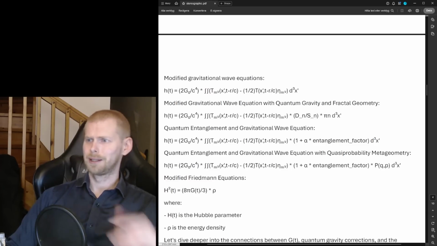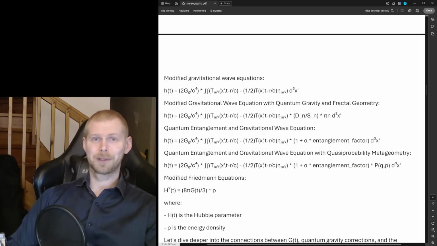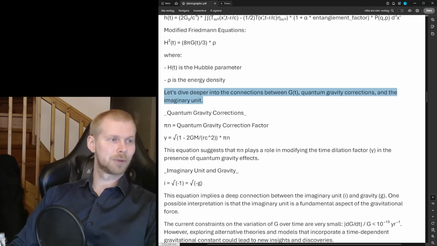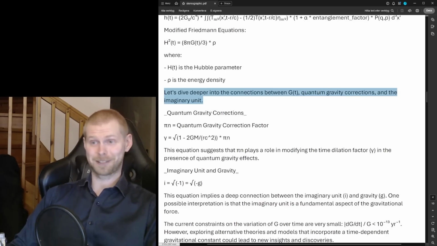What's your point? And what the hell does this have to do with the rest of the article? Let's dive deeper into the connections between G of t, quantum gravity corrections, and the imaginary unit. Yes, please! Does this mean we're going to get to the stupid part soon?